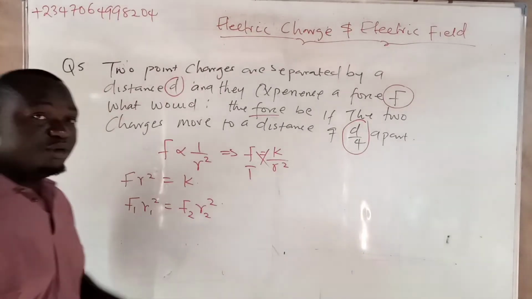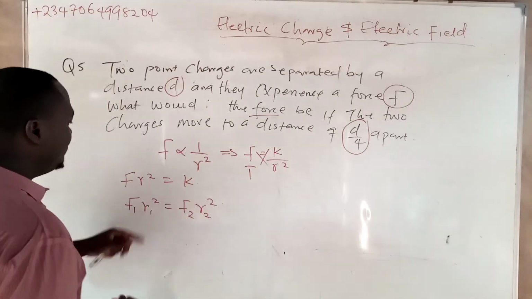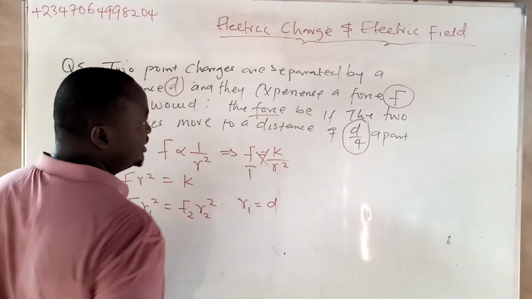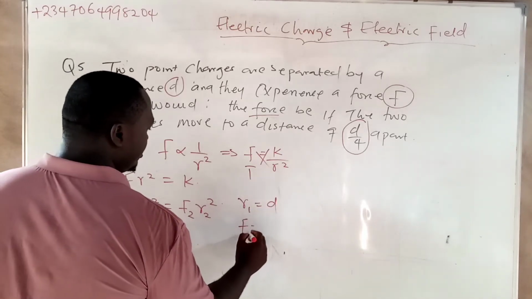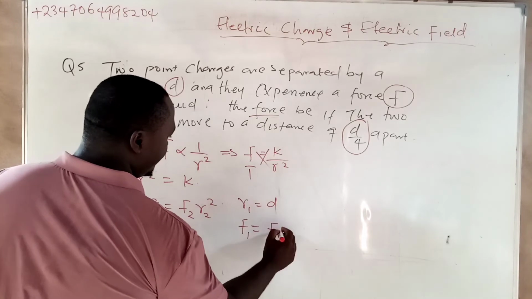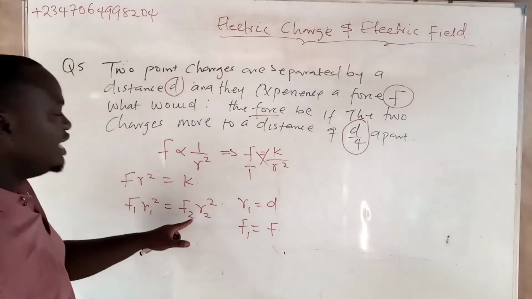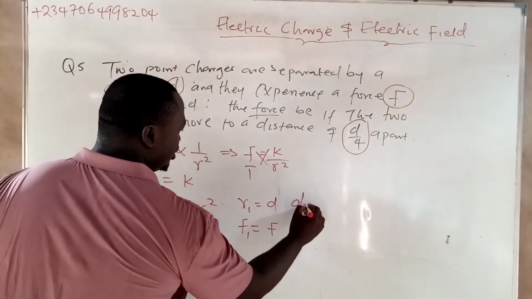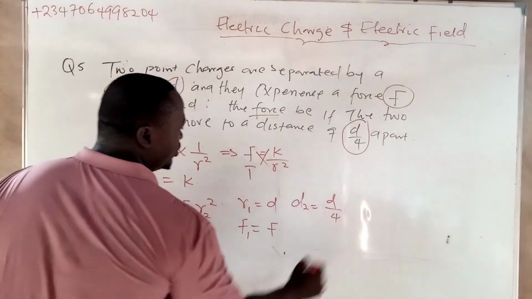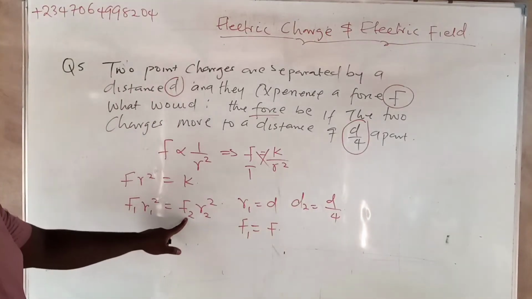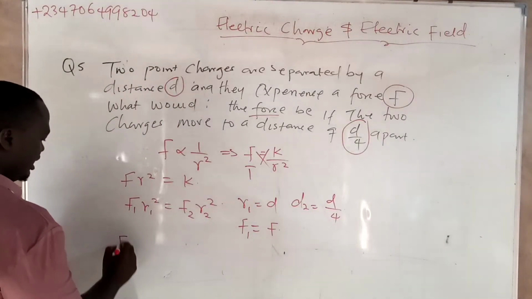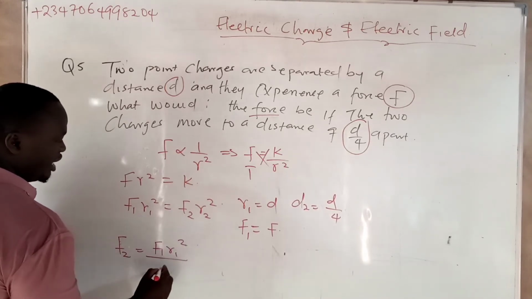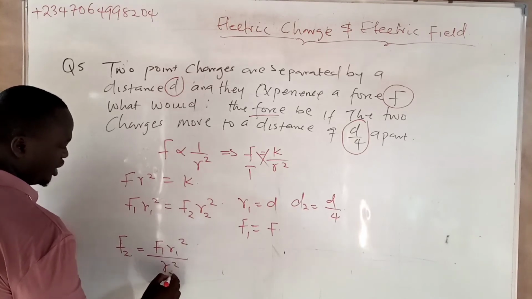Now, remember from the equation, they said that the first distance is D. It means that your R1 is equal to D, and your F1 is equal to F. Now, they want you to calculate F2, given that the distance D2 is D all over 4. So all I need to do is make F2 the subject of the formula, and that will give me F2 is equal to F1 R1 squared all over R2 squared.